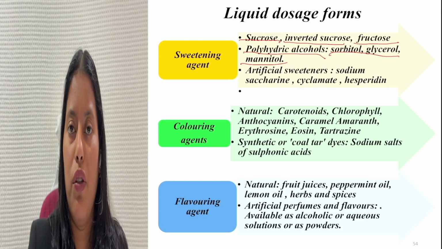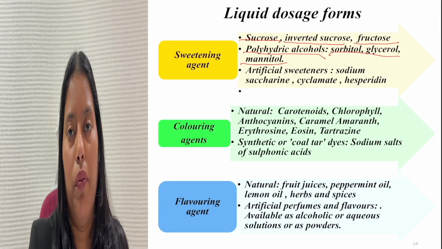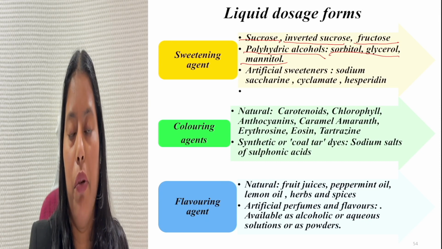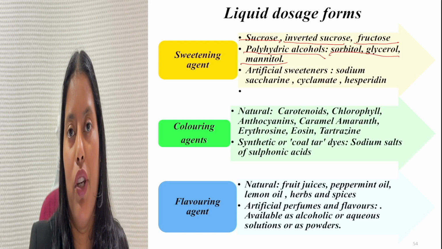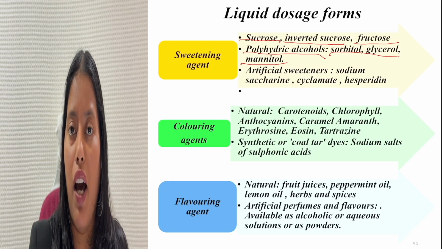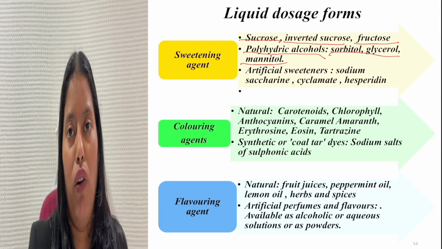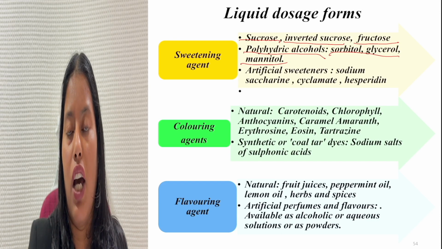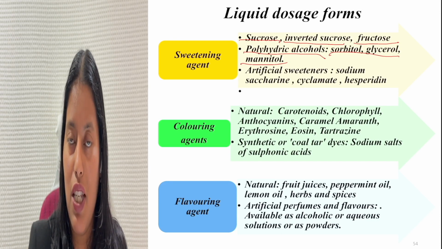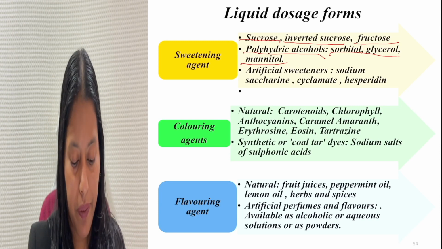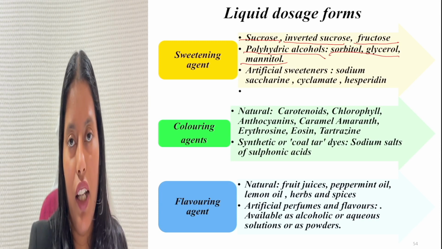Natural sweetening agents are used, but they have limitations because of the sugar content. They are not suitable for the diabetic patient. And artificial sweeteners can be used for the diabetic patient, but they have a bitter aftertaste or metallic taste, and some of them also have carcinogenic tendency. So even though they have low glycemic index and are used for diabetic patients, they have the drawbacks of carcinogenicity and bitter aftertaste. Next, you have the coloring agent.